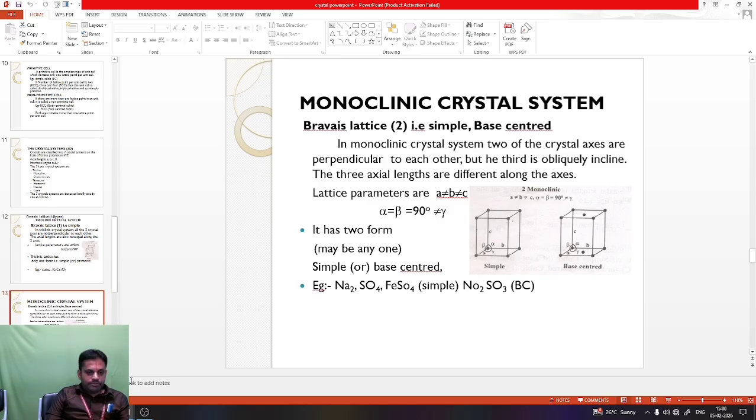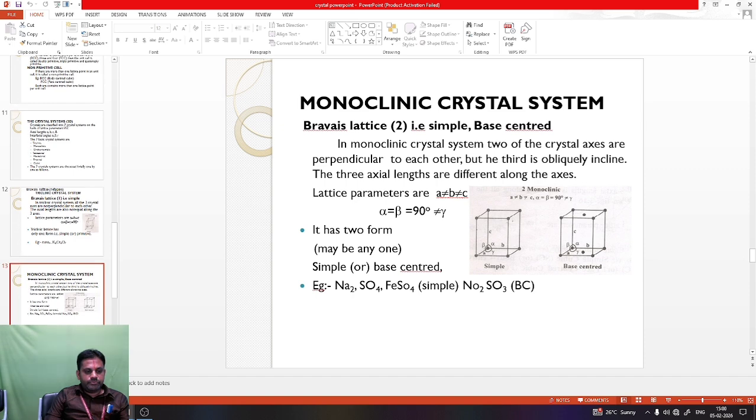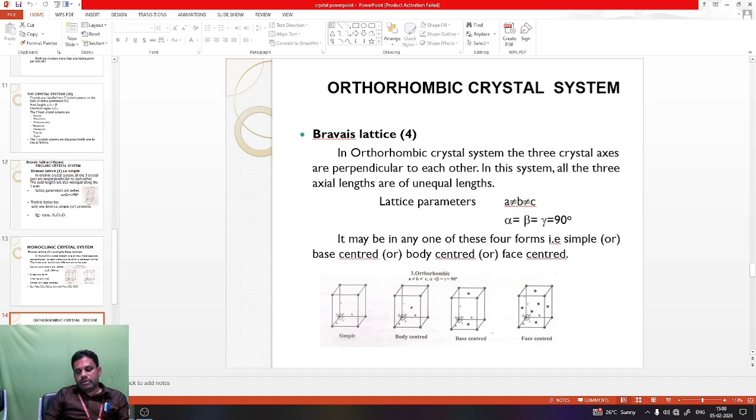Next is the third system. Look here, orthorhombic. In orthorhombic the 4 types are available: simple orthorhombic, body centered orthorhombic, base centered orthorhombic and face centered orthorhombic. So the 4 different lattice point locations are available, and it exists in all 4 categories.